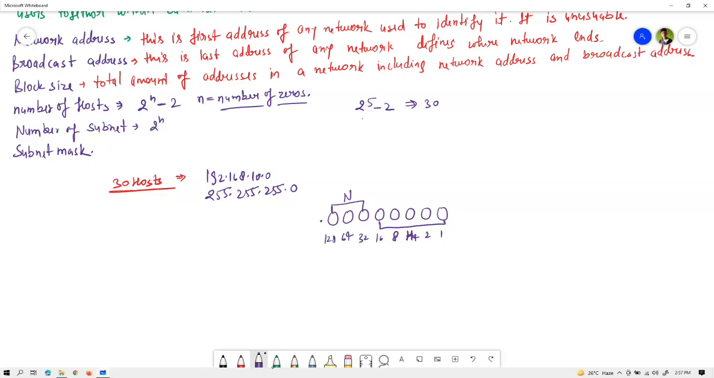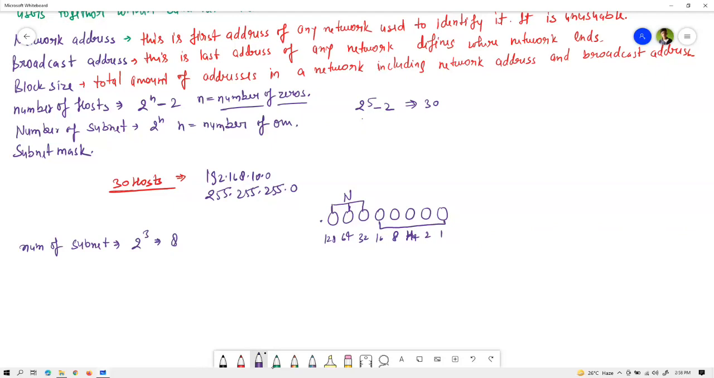So here when you calculate the number of hosts, you will make available 5 bits. Number of subnets: if I talk about how many subnets will be created from this network, each providing 30 hosts, it is 2 to the power n, and n is equal to the number of used bits, the number of 1s. So here we have these 3, so 2 to the power 3. How many subnets will be created? 8. Okay, the number of subnets will be 8.